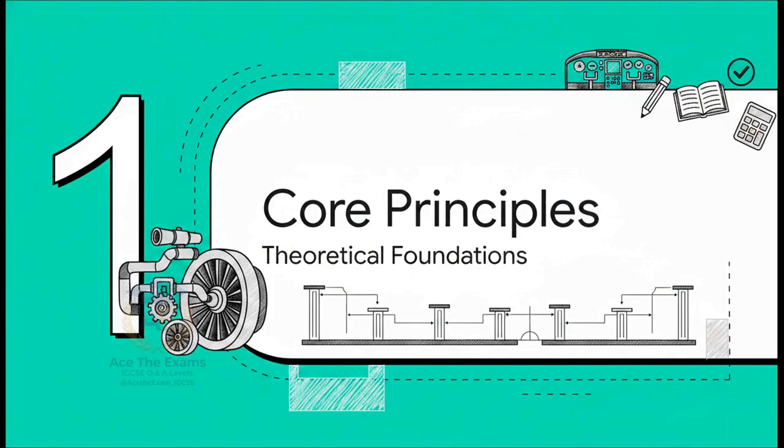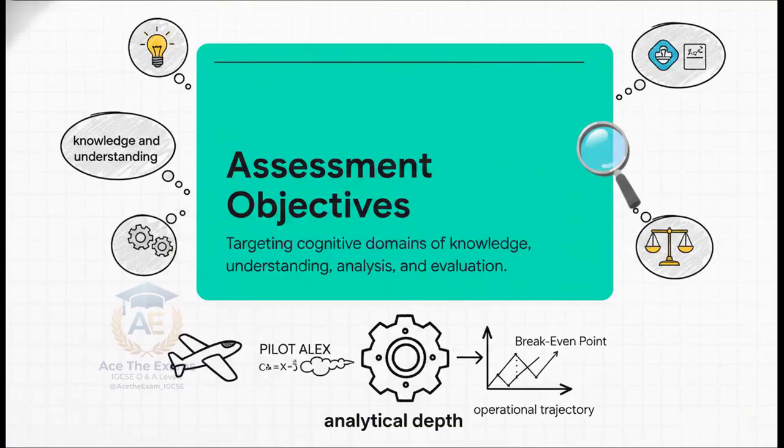Section 1, Pre-Flight Core Principles. You absolutely cannot pilot a spacecraft if you don't actually understand the fundamental physics of its engine. And in that same exact way, you simply can't ace this accounting paper without fully understanding the core assessment objectives. The Cambridge examiners aren't just glancing at your paper. They are actively targeting three very distinct cognitive domains. They are scanning your answers for knowledge and understanding, they want to see analysis, and they are looking for evaluation.